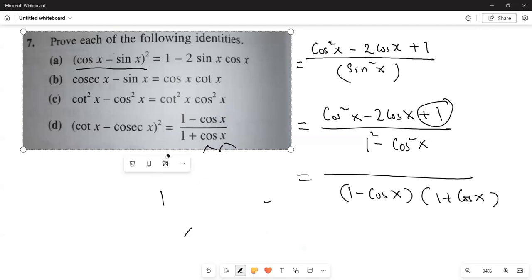How to cancel 1 over cosine? After I expanded this. Can I change to 1 minus sine? Or can I change this cosine square x minus 2 cosine x and then plus 1? Can I change it to sine square x plus cosine square x? Not so good, right? I still cannot get this. Oh, see what? Let's try again. Let's try. And I think the denominator is okay now.